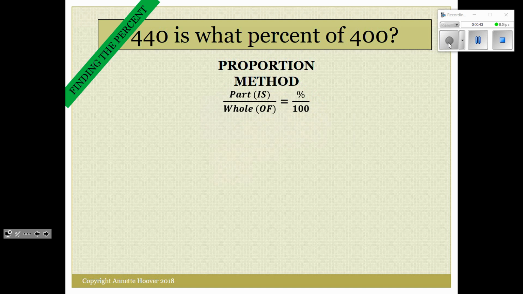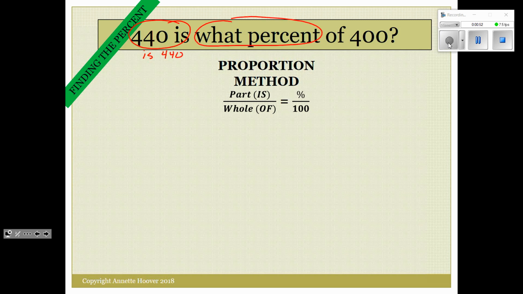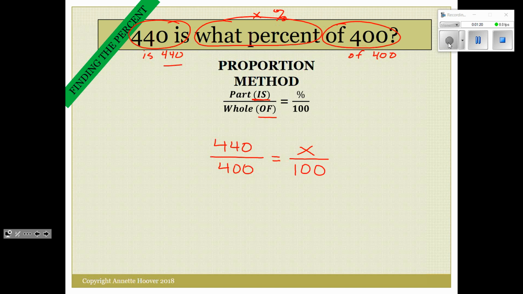It says 440 is, so the is is 440. What percent? So that means we're looking for the percent. So the percent is our unknown number, and of 400. So our of is 400. And now we look at our proportion. We're going to put the is on top. Well, the is was 440. We're going to put the of on the bottom. It was 400. We're going to put our equal sign and set up our second ratio. We were looking for the percent, so that's where our unknown number is, and that always goes over 100. Is over of equals percent over 100.